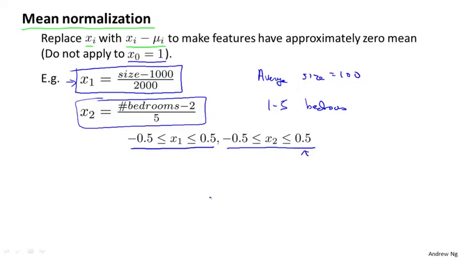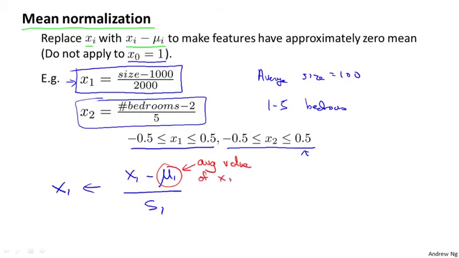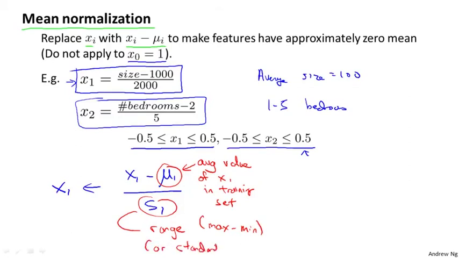And the more general rule is that you might take a feature x1 and replace it with x1 minus mu1 over s1, where to define these terms, mu1 is the average value of x1 in the training set, and s1 is the range of values of that feature. And by range, I mean the maximum value minus the minimum value. Or for those of you that know what the standard deviation of a variable is, setting s1 to be the standard deviation of the variable would be fine too. But taking this max minus min would be fine.